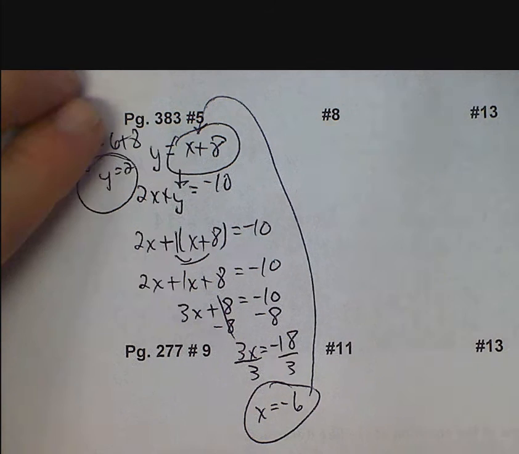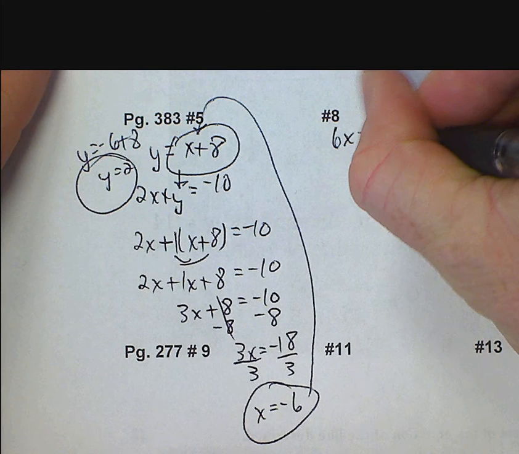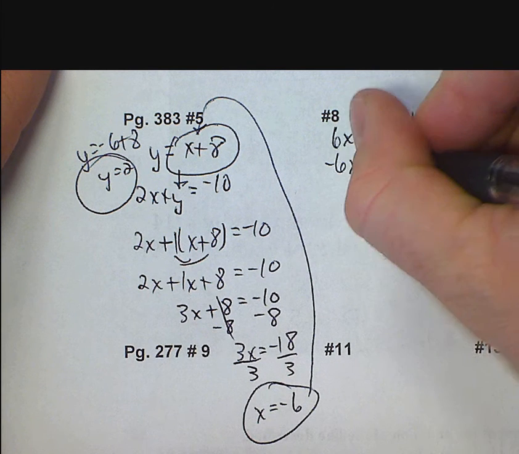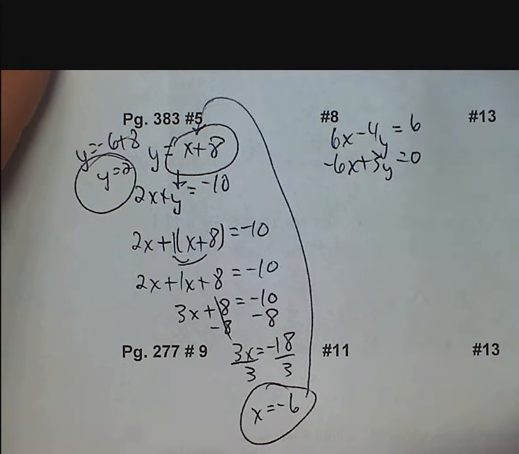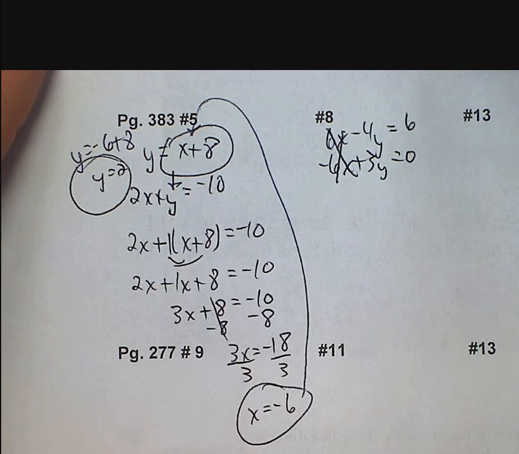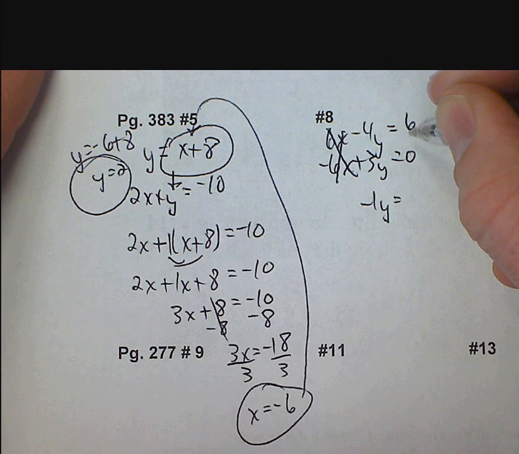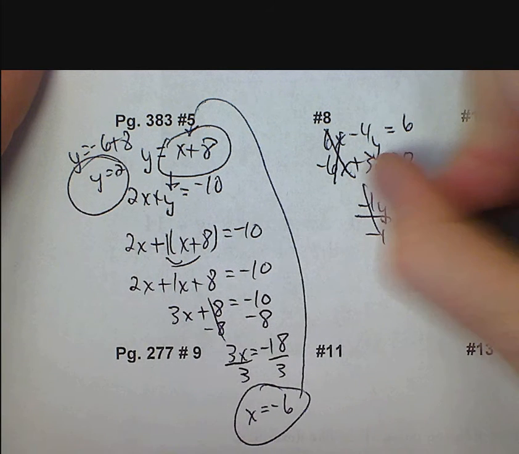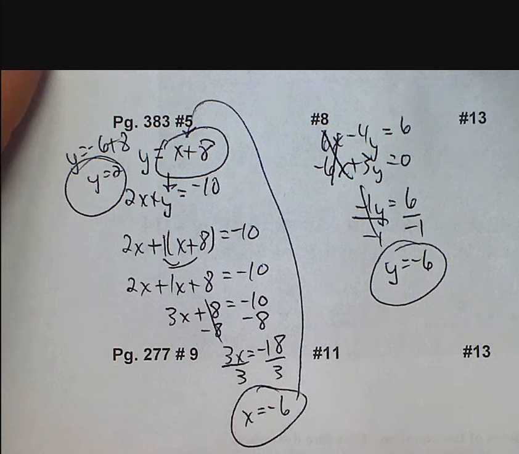Number 8, I give you 6x minus 4y equals 6. I give you negative 6x plus 3y equals 0, and they say use elimination. Those two eliminate. Negative 4 plus 3 is negative 1y. 6 plus 0 is 6. Divide by negative 1. I get y equals negative 6.